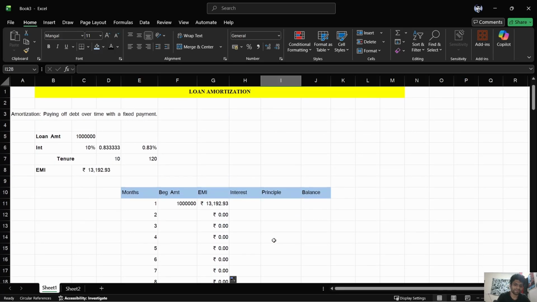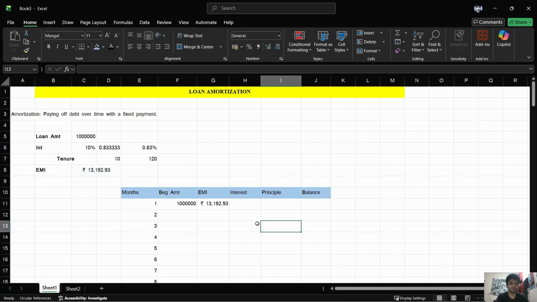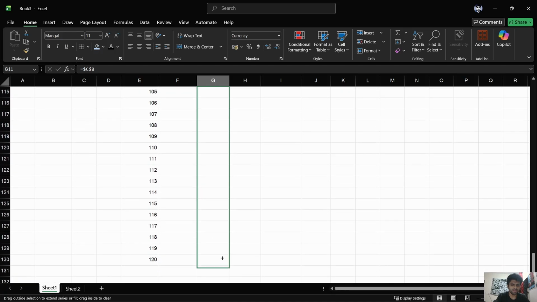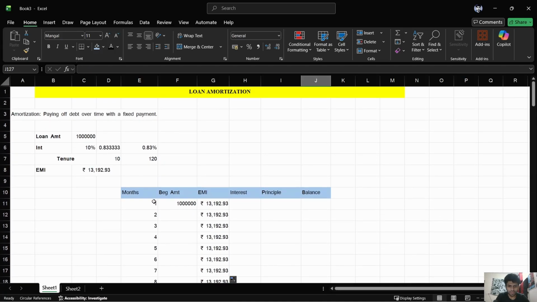And so here's the mistake I made. What we have to do is lock the cell so that we can drag it down easily and the amount is locked. Now when we drag it down, it will be the same for all the 120 months.